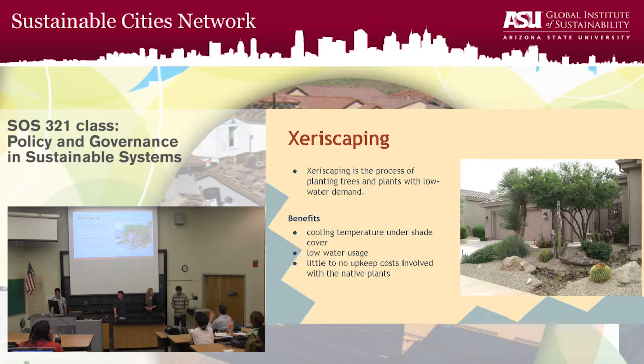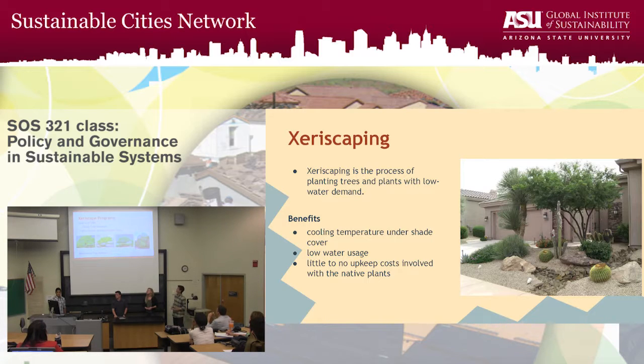And one of the case studies that we found was in West Phoenix, before and after they implemented xeriscaping, and they found that with the 50% coverage they implemented, they reduced temperatures by 4.68 degrees Fahrenheit during the peak hours of 4 p.m. and 0.9 degrees Fahrenheit at night.